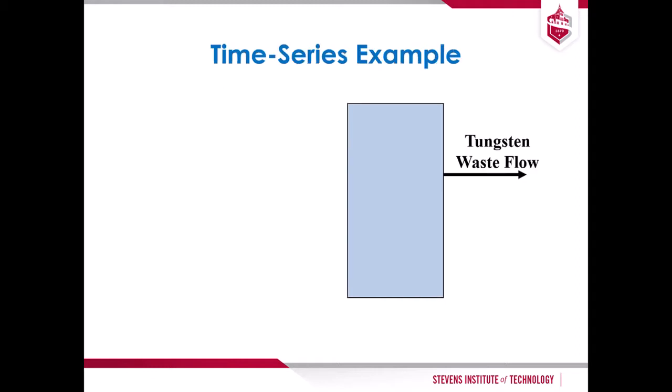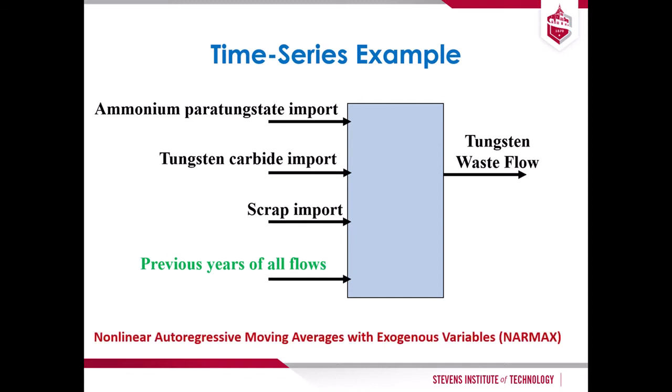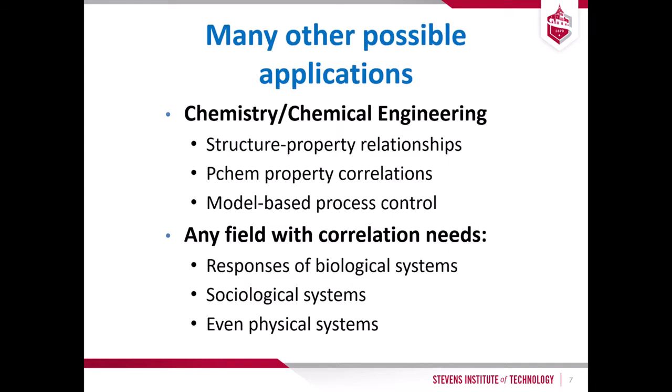My time series example looks at flows of a commodity, in this case tungsten waste, in the U.S. economy. And there are about 16 causative variables, but to mention just a few, it's how much we import of ammonium paratungstate, tungsten carbide, and tungsten scrap. And what makes it a time series is you look at not only, these happen to be annual data, but we found correlations between data for those and other flows from previous years. So that's what makes it a time series model. As I said, NARMAX or a vector autoregressive model.